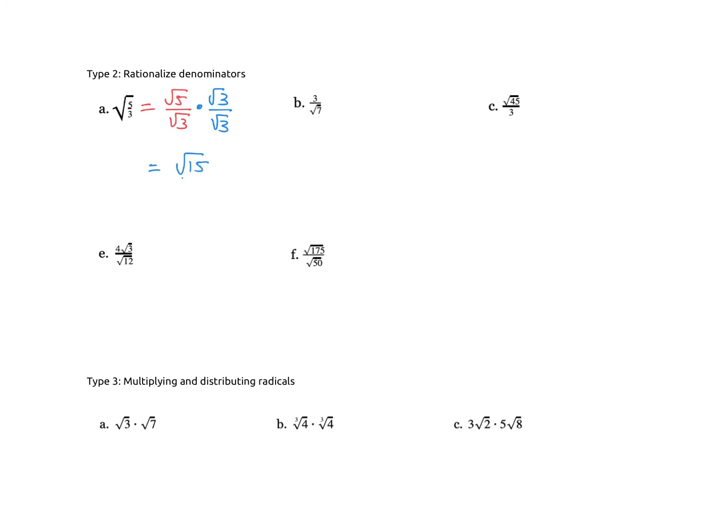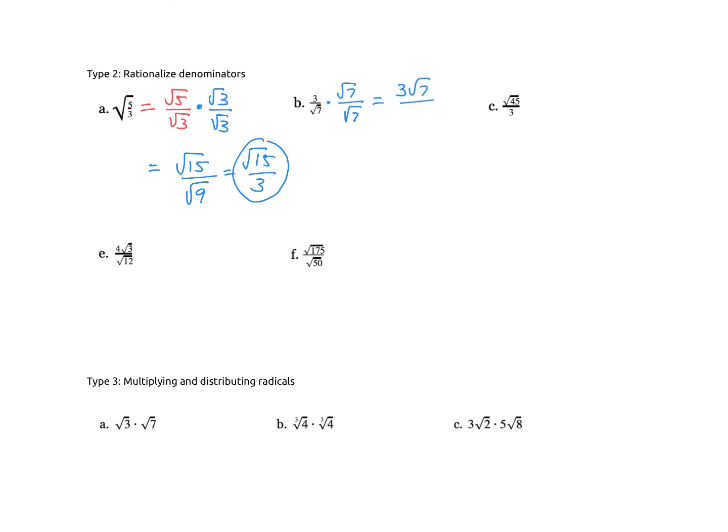What happens then is on top you get a square root of 15. On the bottom you would get square root of 9. And the square root of 9 is 3. And the square root on the bottom disappears. Part B, I can see there's a square root of 7 on the bottom. So I'm going to go ahead and rationalize by multiplying by square root of 7 over square root of 7.